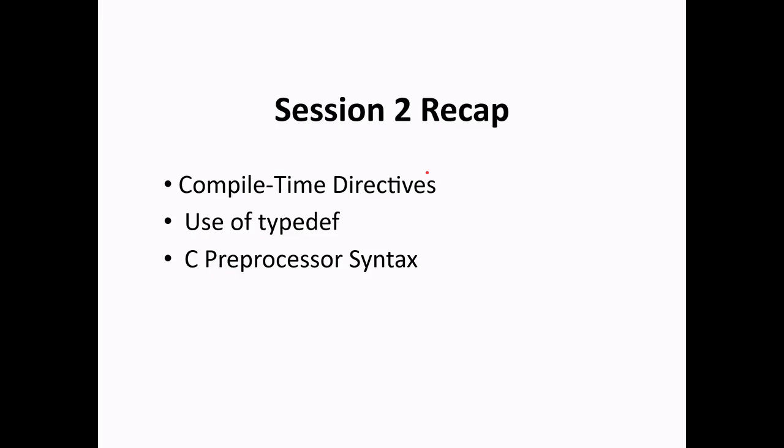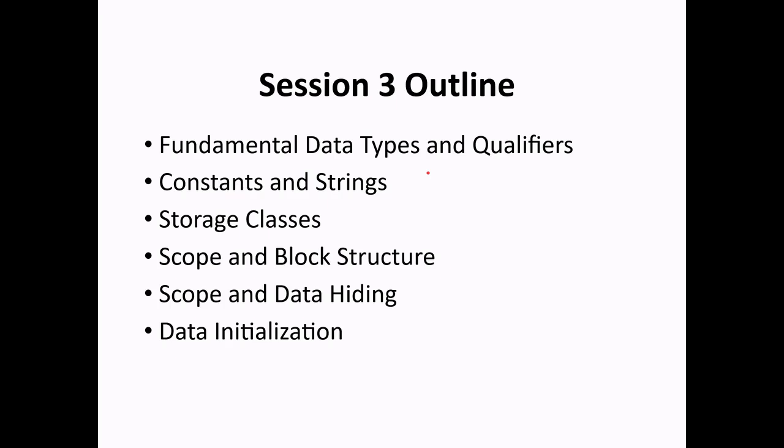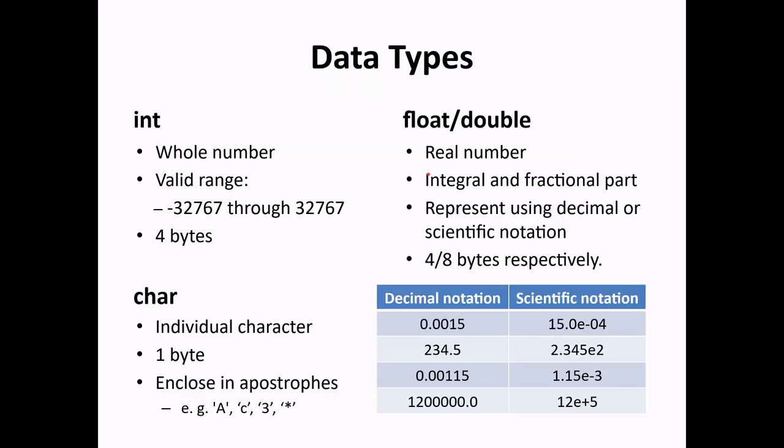We went over the C preprocessor, compile time directives, use of typedef, and we had a brief look at how a C program looks and the various parts therein. This time we'll be going over the built-in data types to C, a few qualifiers to them, constants and strings, storage classes, how scopes work in C, and how they hide data from each other, and data initialization.